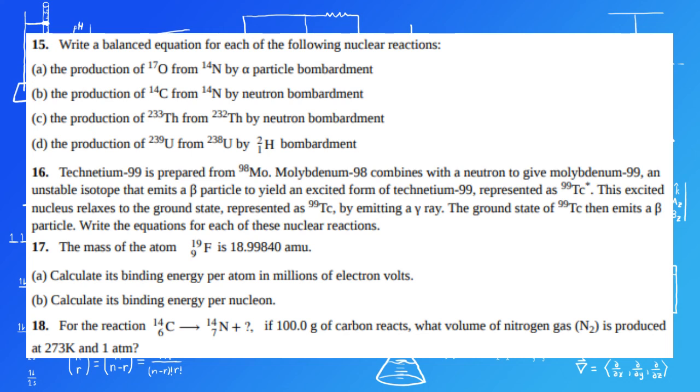Number 16, technetium-99 is prepared from molybdenum-98, which combines with a neutron to give molybdenum-99, an unstable isotope that emits a beta particle to yield an excited form of technetium-99. Represented as technetium-99 with a star. There's that star thing again. I told you about it earlier, and I guess they're just going to straight out tell you. This excited nucleus relaxes to the ground state, represented as technetium-99 without the star, by emitting a gamma ray. The ground state of technetium-99 then emits a beta particle. Write the equation for each of these nuclear reactions. Okay, so pretty much the same as 15, but it's a sequence of steps. Radioactive series, if you will.